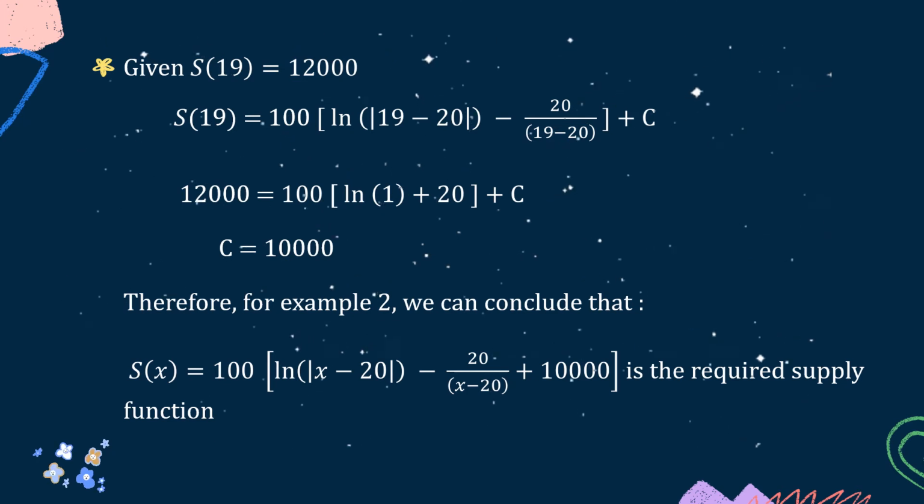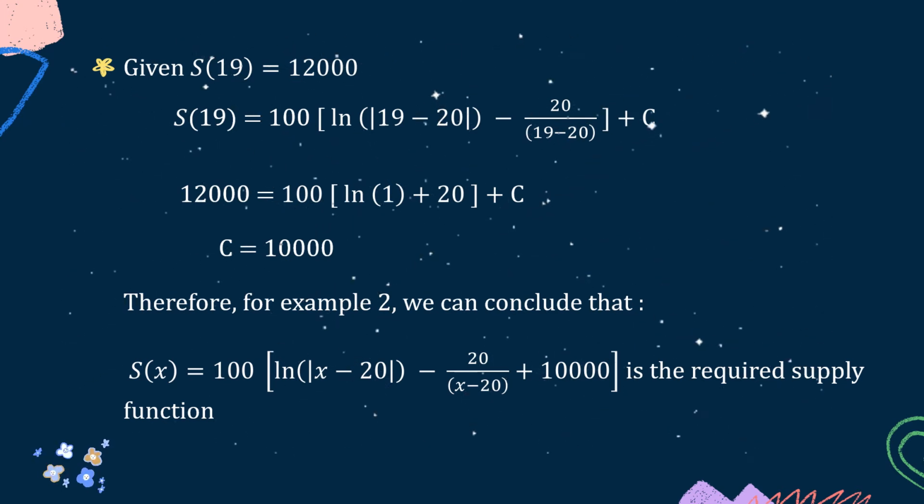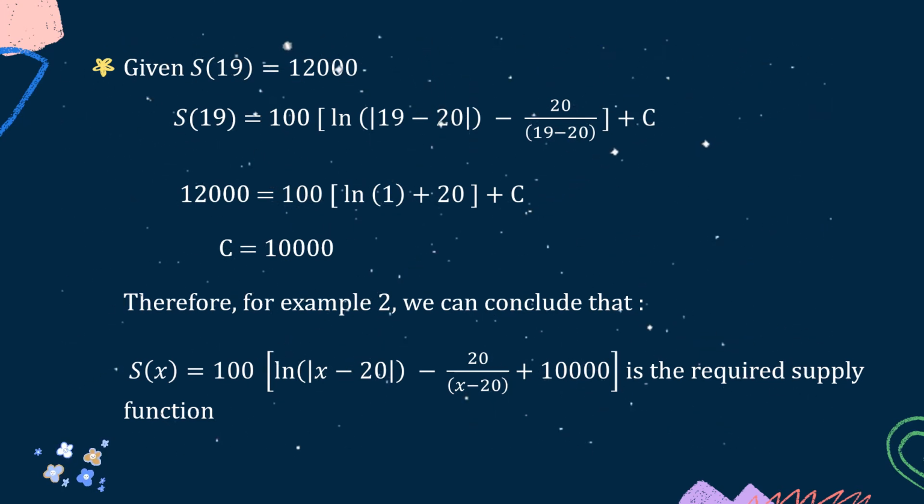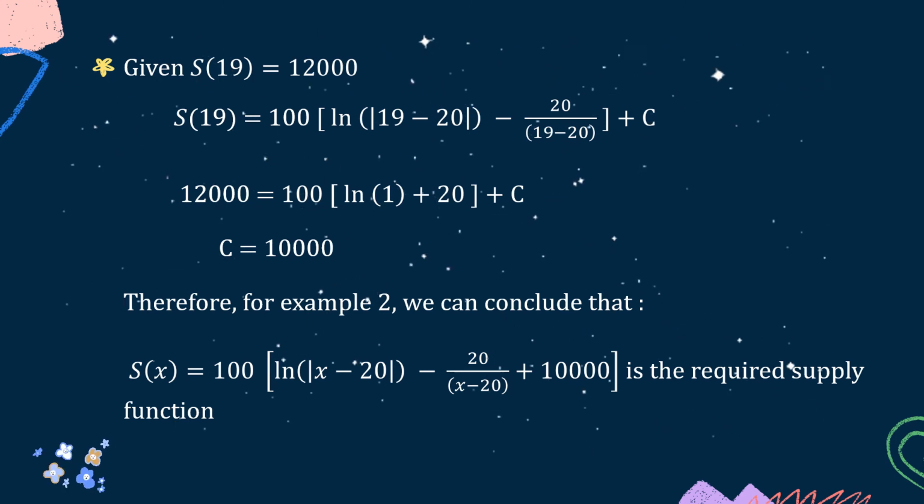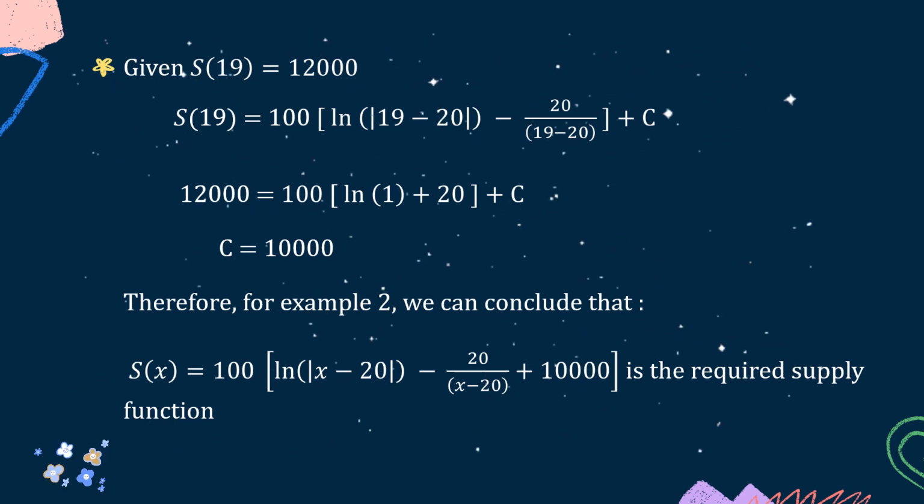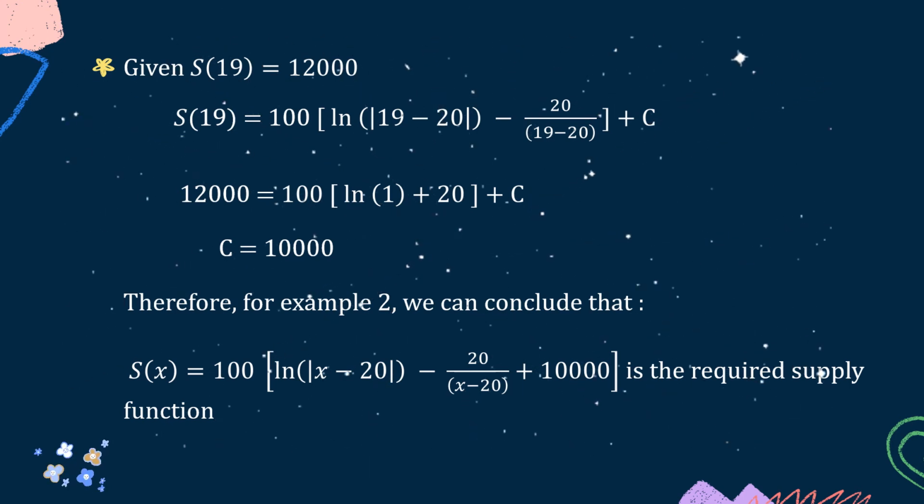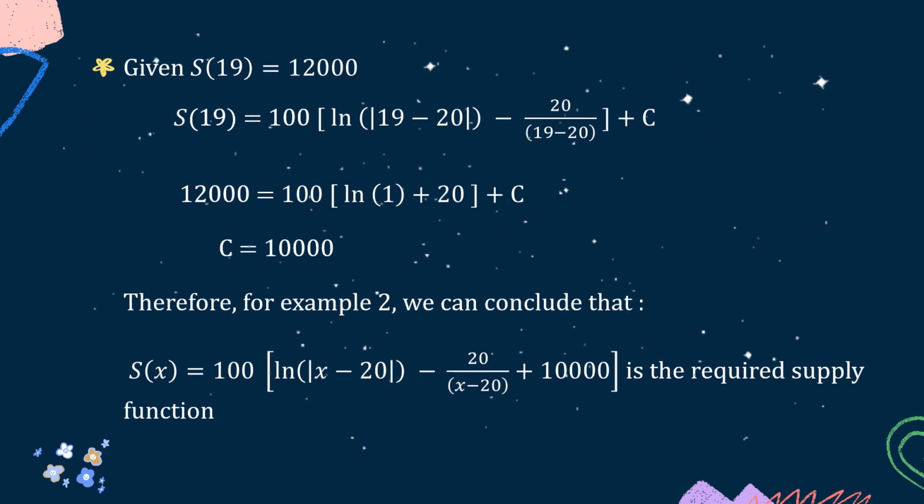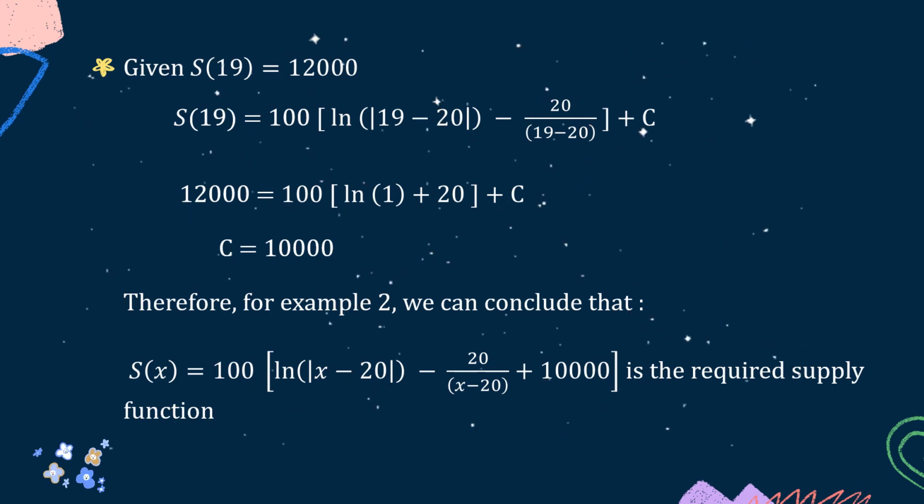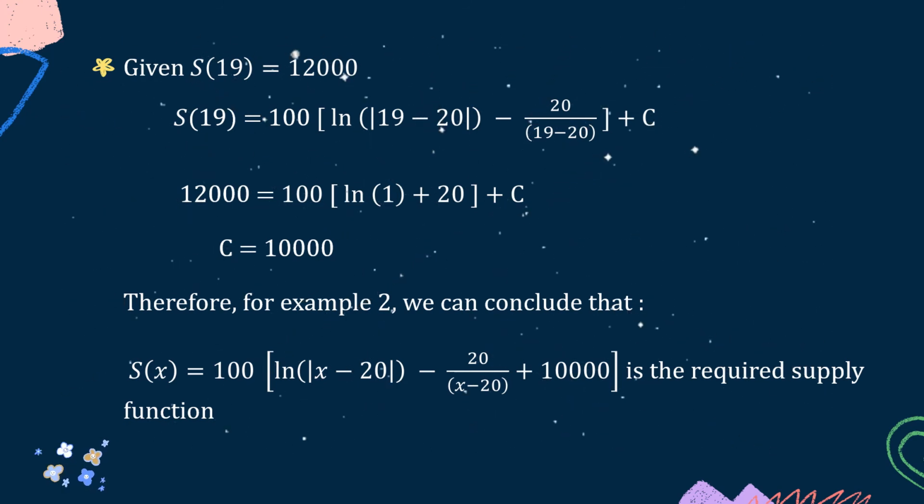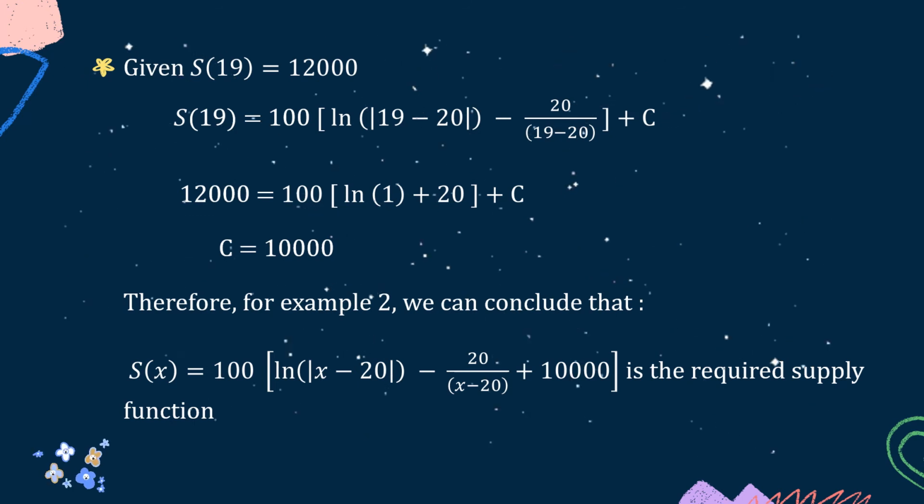Since given in the question that S19 equals 12,000, we just have to substitute all the values of x in the equation with 19, and we will get the value of our constant c equals 10,000. Therefore, for example 2, we can conclude that Sx equals 100 ln x minus 20 minus 20 divided by x minus 20 plus 10,000 is the required supply function.